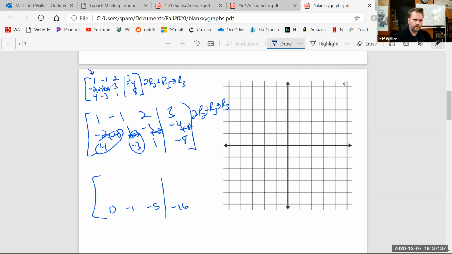Now I can take twice row 1, add it to row 2, and put the answer in row 2, right? Because that'll kill this -2 here that I don't want. So this will be 2, -2, 4, negative 6. So this will be 0, -1, 1, 2. Interesting. All kinds of ones in this one. This is a nice one.